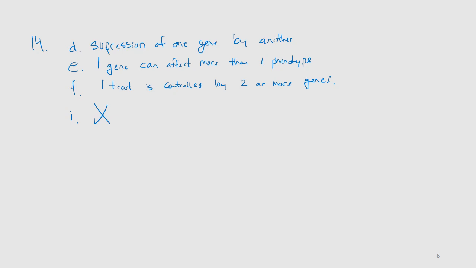No, J would show up. Non-disjunction. Homologous chromosomes don't separate. This would be like a chromosomal abnormality.